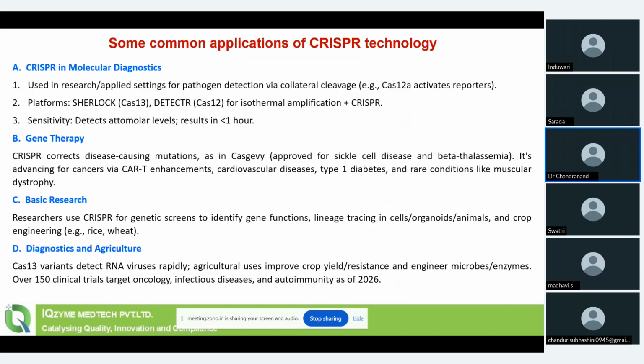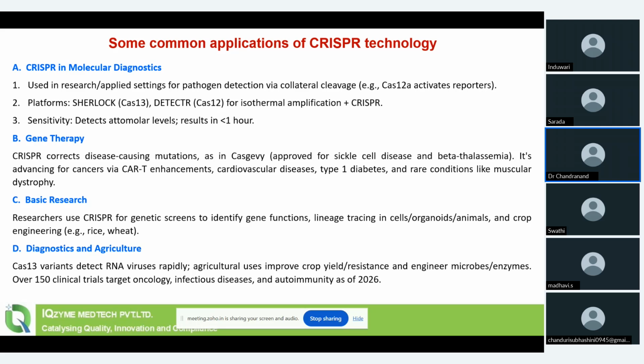So these are some of the common applications of CRISPR technology. In molecular diagnostics, it is there. In gene therapy, it is there. In basic research, it is always there. It has been there, and it will continue to be there. Diagnostics and agriculture is also another area.